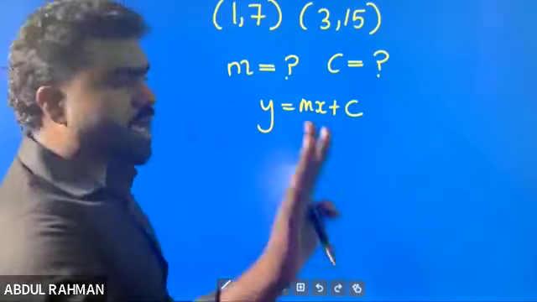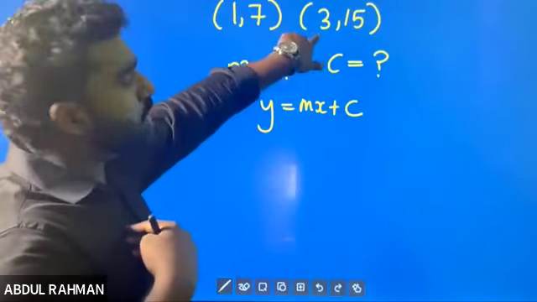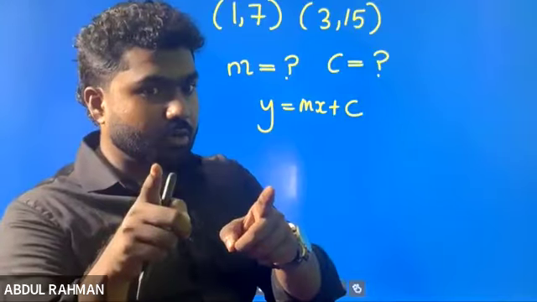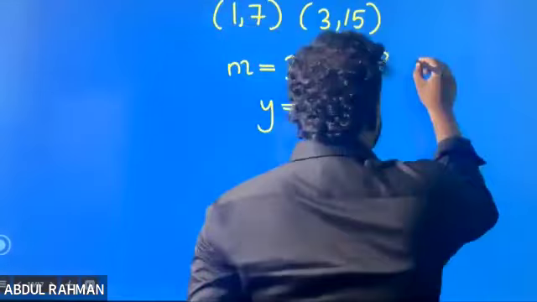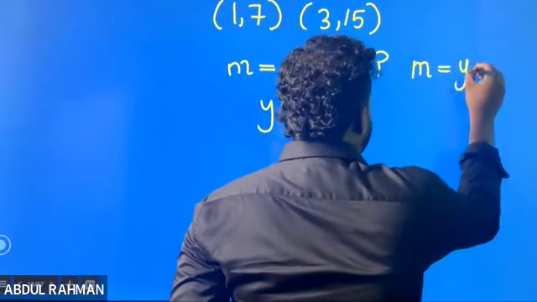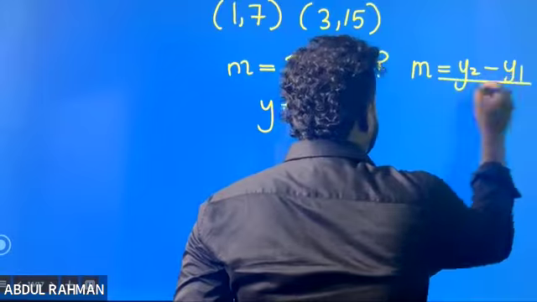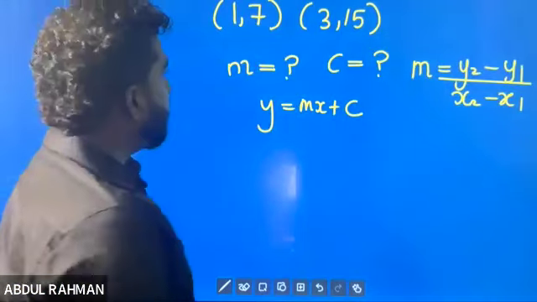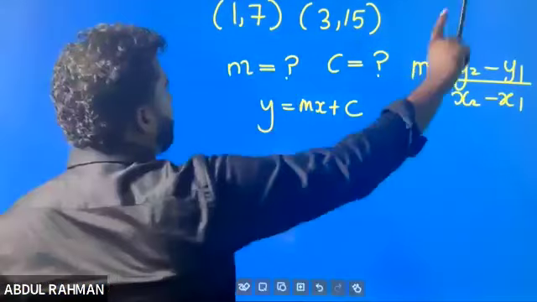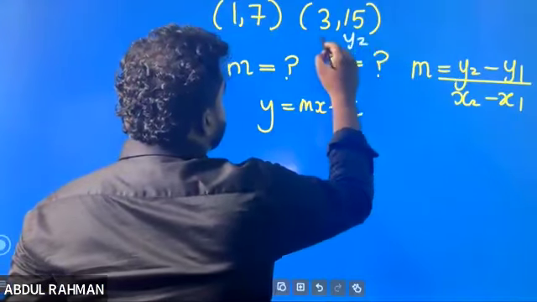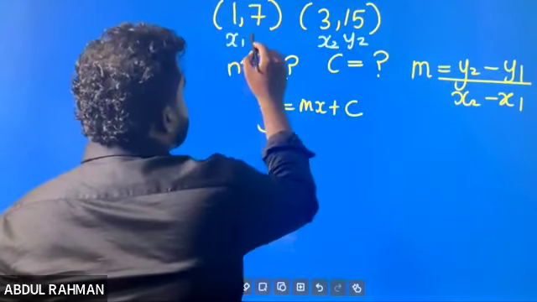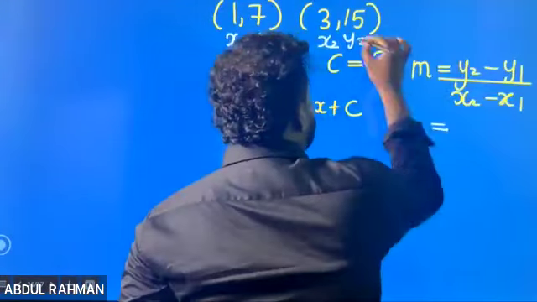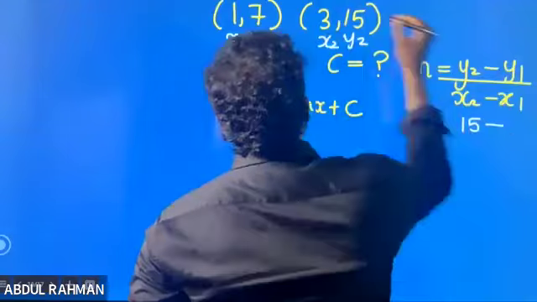Now I know from experience, when two coordinates are given, how will I find out the gradient? Applying the equation. Yes or no? Apply the equation. m equals y2 minus y1 over x2 minus x1. Apply the equation, get the answer. Now before you apply, write the coordinates here. This is my y2, this is my x2, this is my x1 and this is my y1. Now applying, y2 is equal to how much? 15, minus y1 is equal to how much? 7.